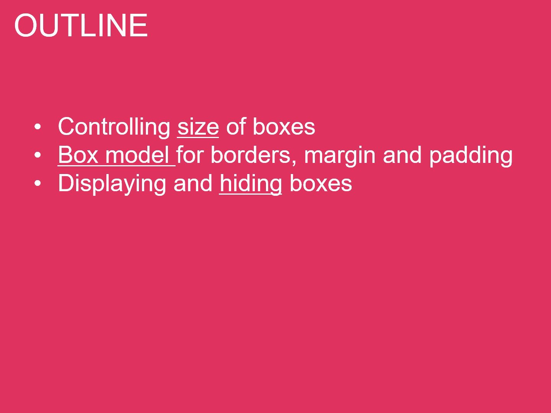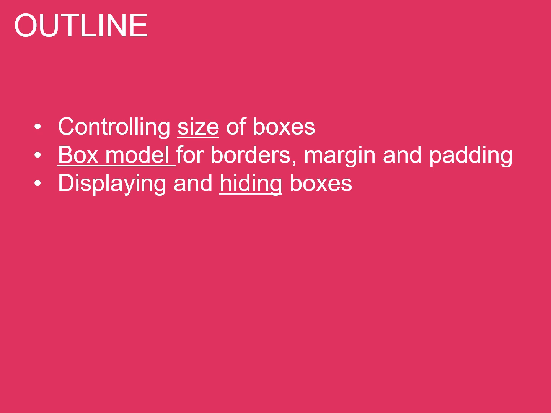So here is the outline of this chapter. We'll talk about these three topics about boxes. The first one is that we can decide the dimension of the boxes. That means the height and the width, because the box is a rectangle. The second one is we can decide the border. We can create a border for a box. And then we can also set the margin and the padding. Margin we mentioned before.